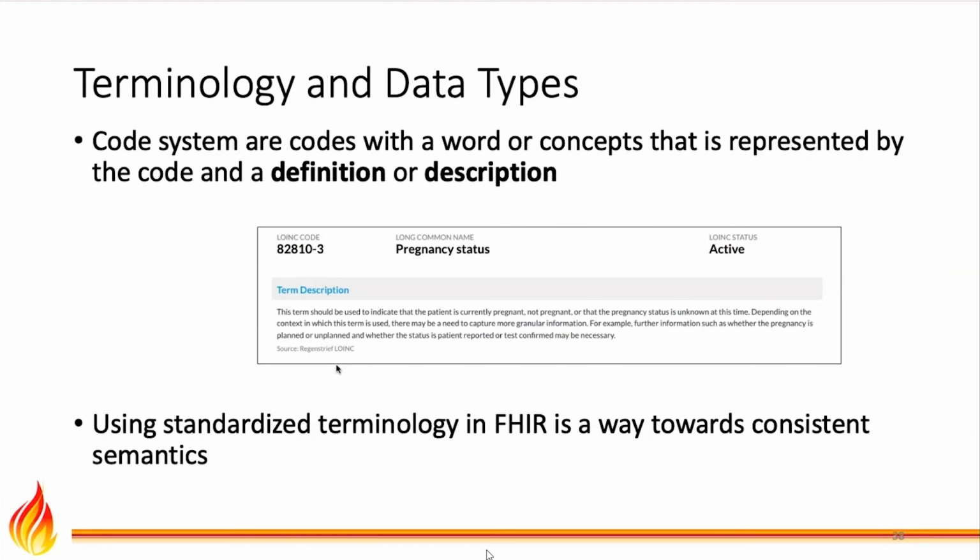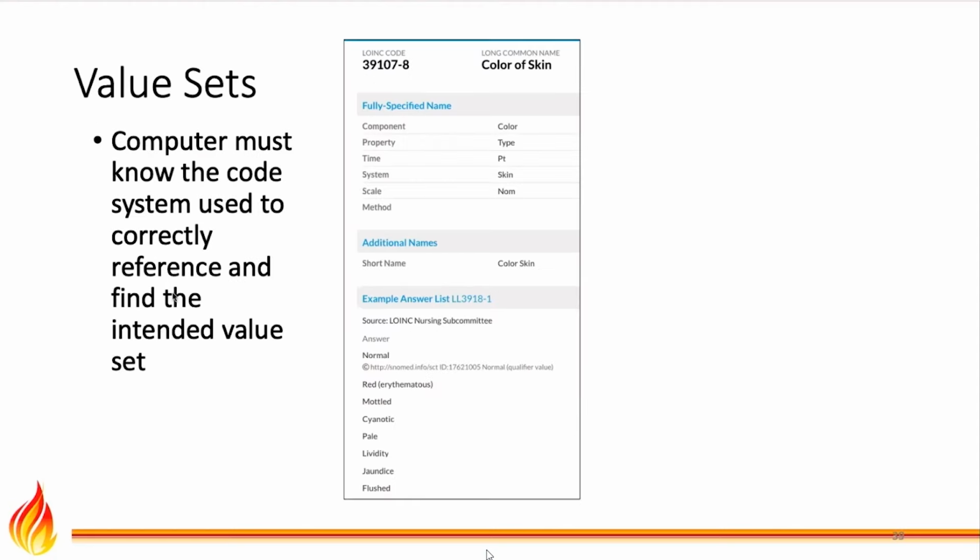Now the thing to know about the code systems is that codes are not just the code and the number. It's about the definition or description that goes with it. Because you might find a code and it has a word with it, but if you don't read that description really carefully, you might be miscoding things, because you've got to pay attention to what is being said about this term description. You can't just assume that the name is what you think it is. So the standardized terminologies are really helpful in FHIR getting towards consistent semantics.